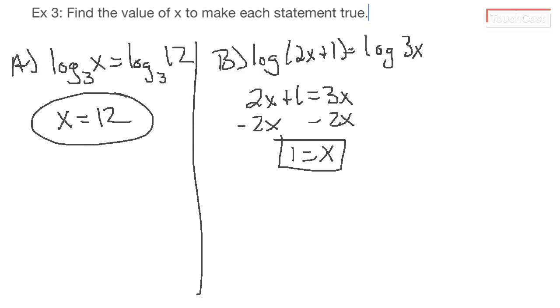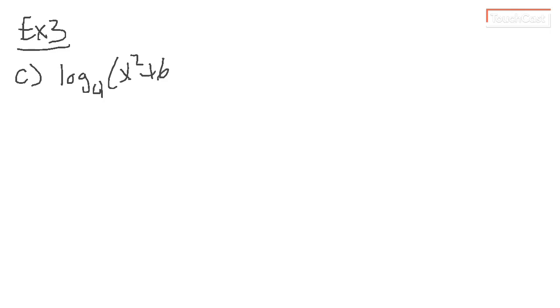Alright, let's look at one more before we look at the natural log. So we're going to have part C here. I'm not going to have room to write it there, so let's look at one more page. So this is still example 3. This is just part C. We have the log base 4 of x squared plus 6 minus 6, is equal to the log base 4 of 10.